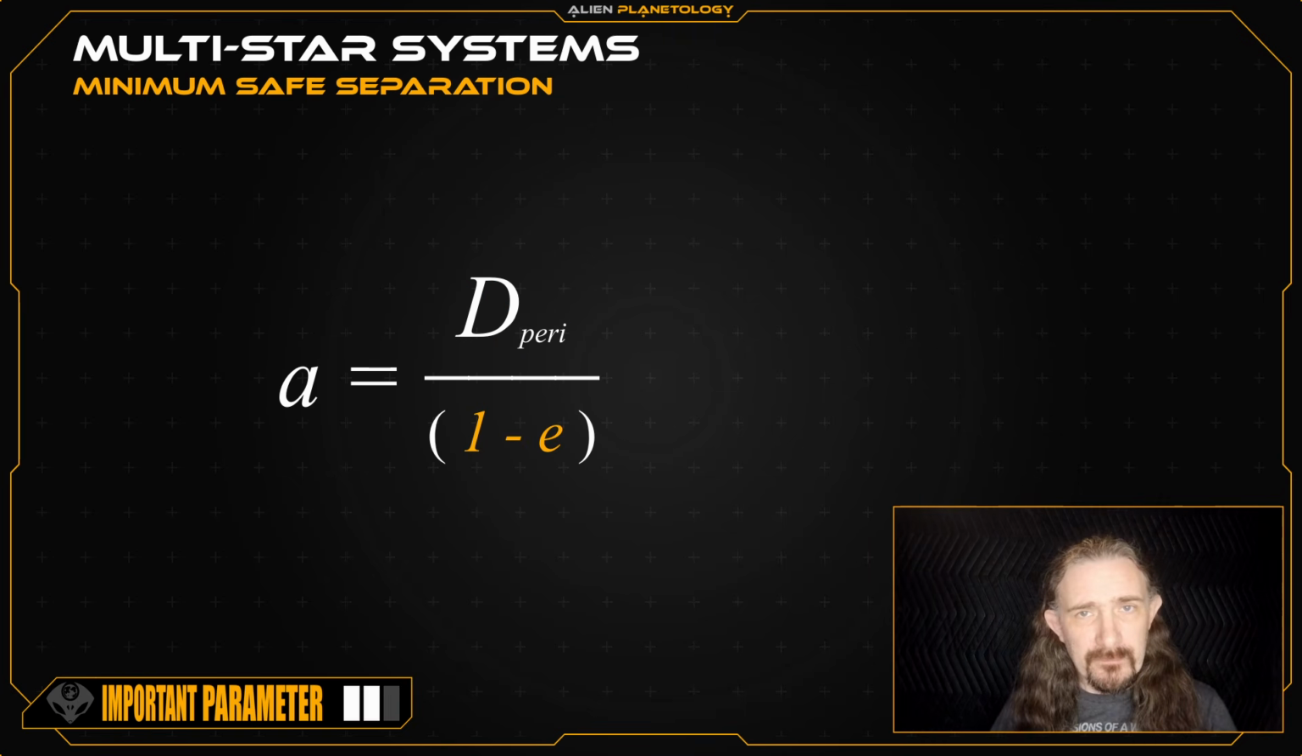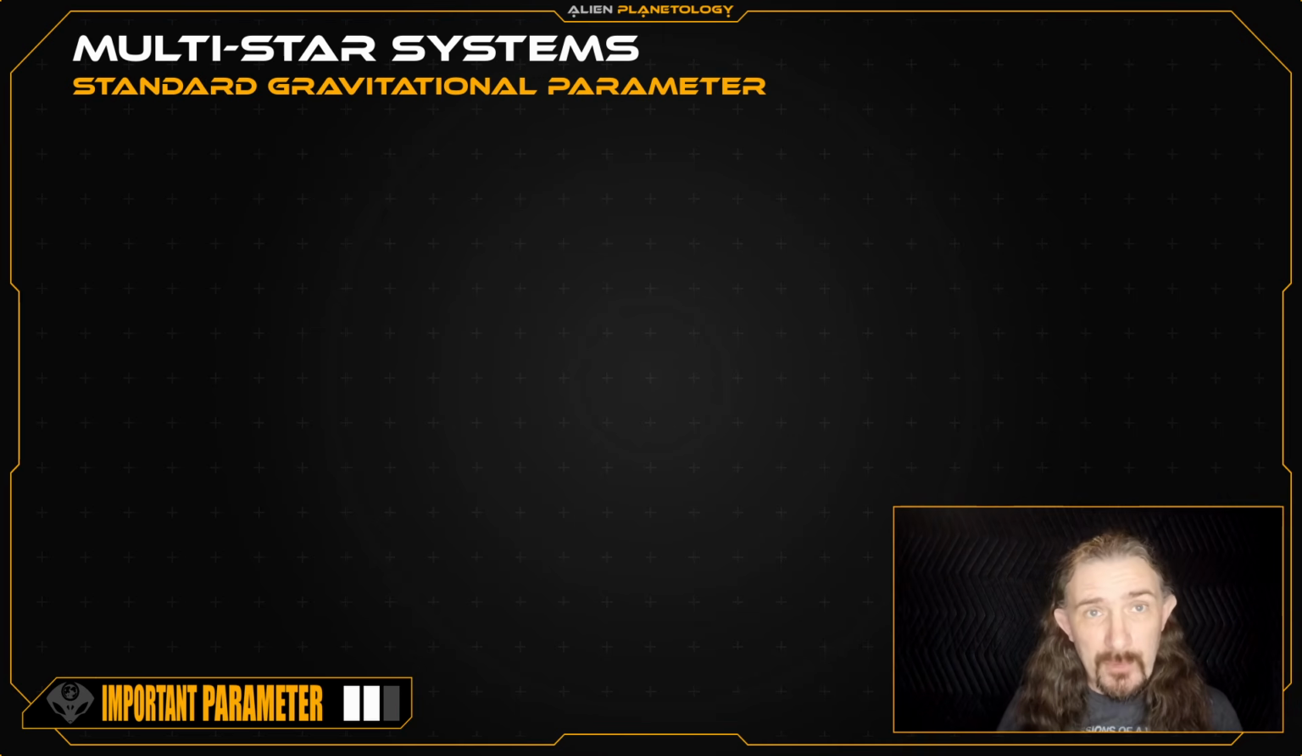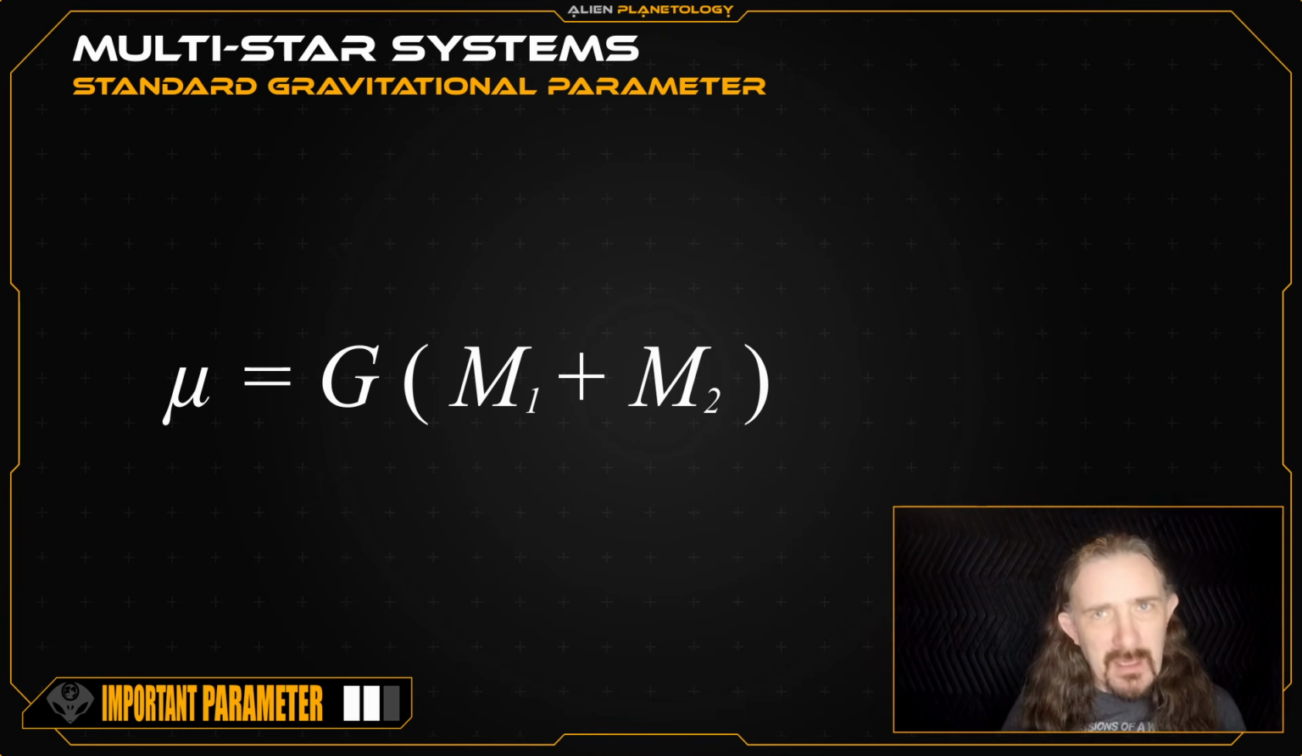The next parameter that we're going to define for our binary system is its standard gravitational parameter. This is a measure of the total gravitational energy of our system and is useful in calculating several other parameters, such as the orbital period and the various orbital velocities of the two stars. It is given by this equation and is equal to the gravitational constant times the sum of the two masses.